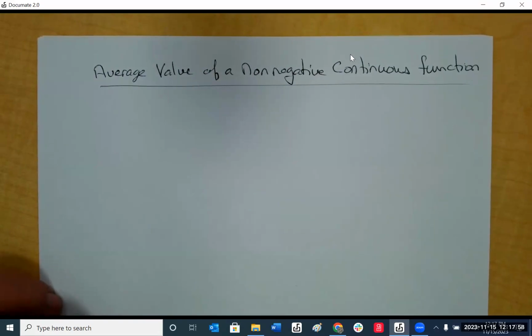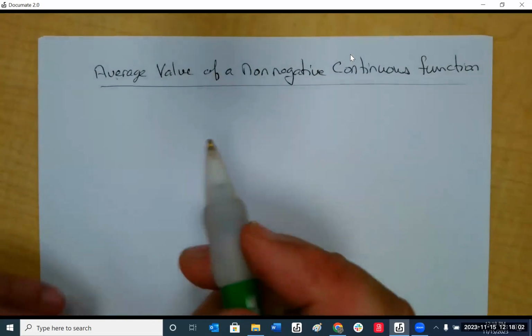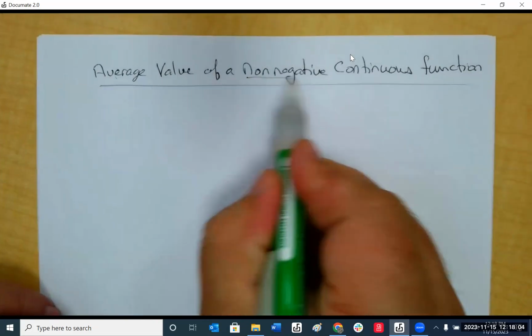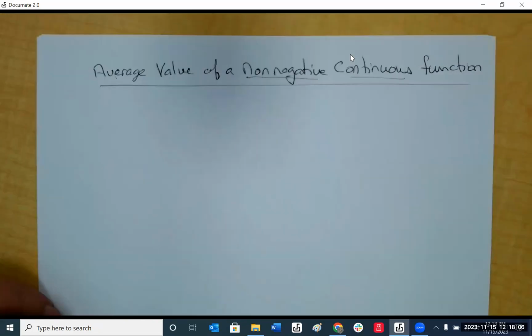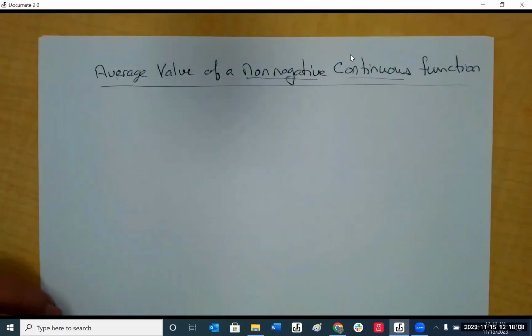Okay, here we have to look at why they said this. We can guess what average value is. We know what an average is. Non-negative and continuous: why are those important?